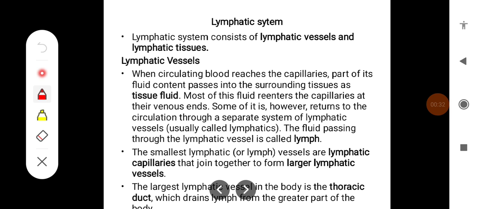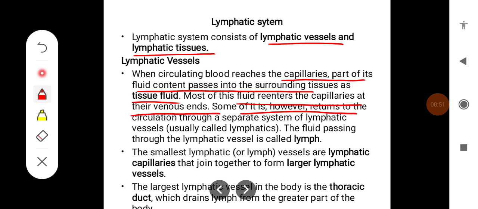The lymphatic system consists of lymphatic vessels and lymphatic tissues. When circulating blood reaches the capillaries, part of its fluid content passes into surrounding tissues as tissue fluid. Most of this fluid re-enters capillaries at their venous ends. Some of it, however, returns to the circulation through a separate system of lymphatic vessels, which are called lymphatics. The fluid passing through the lymphatic vessel is called lymph.